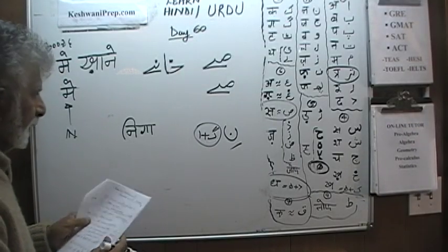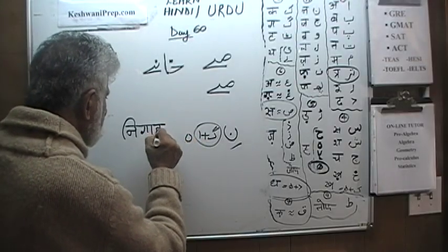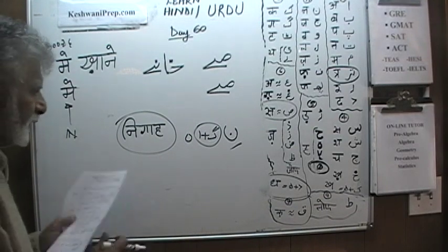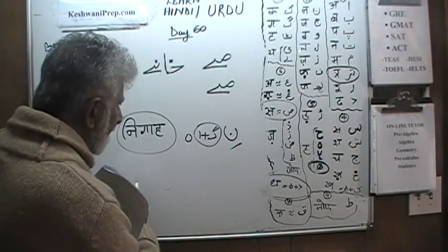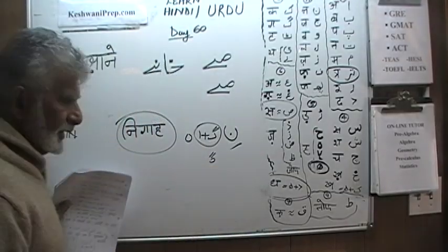And then a H. And now it reads nigah. Nigah. Let's put them together. When you put them together, the gaf is going to take this shape right here. That's how it looks like.